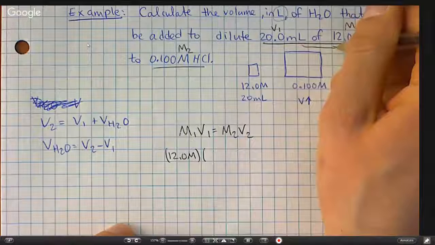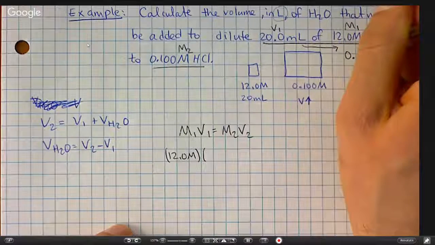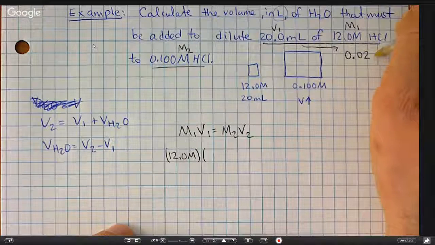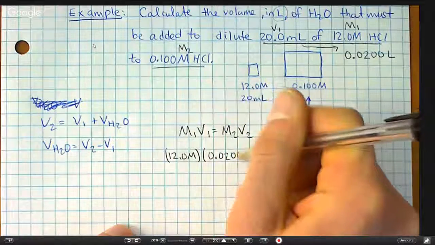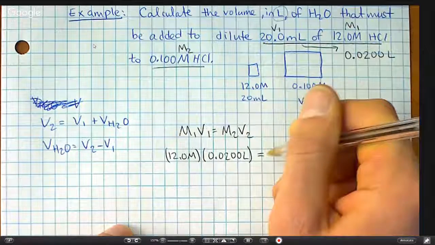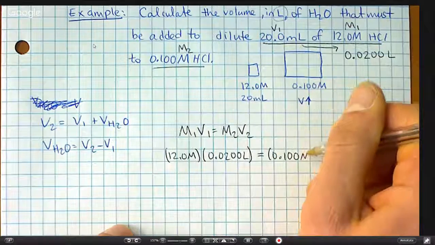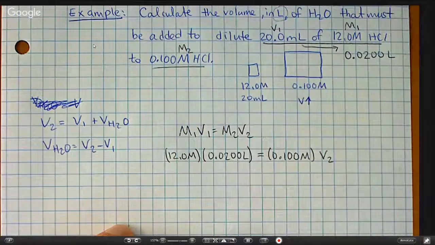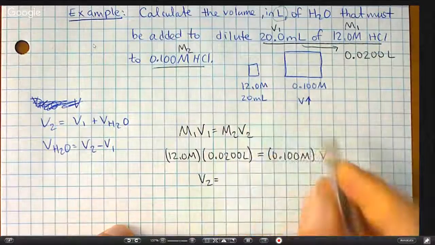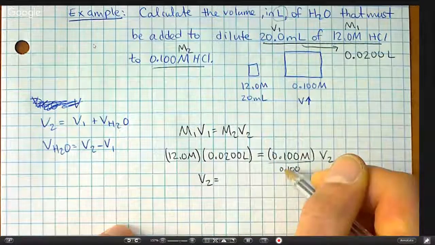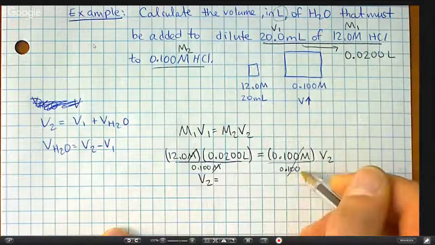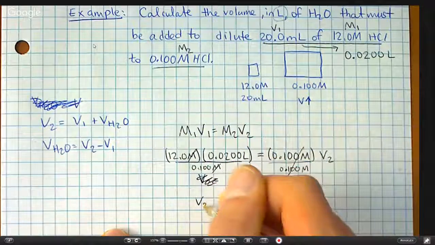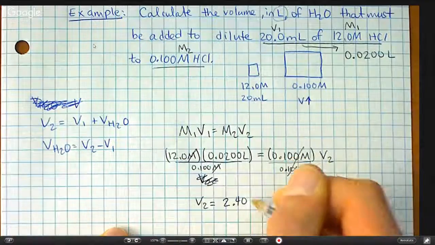So this volume here should be 0.02 liters. And we'll plug that in here, 12 molar times 0.0200 liters is equal to M2, which is 0.100 molar, times V2. That's our final volume. And when we solve for V2, so divide both sides here by 0.1, all right, the molar cancel, we're left with liters. V2 is equal to 2.4 liters.